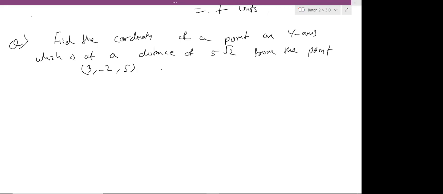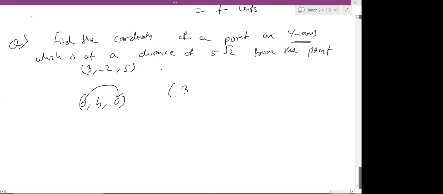Let's assume the point is (0, b, 0). Why? Because the point is on the y-axis, so the x coordinate and z coordinate will be 0. The other point is (3, -2, 5), right? And the distance between them is 5 root 2. So let's use the distance formula.